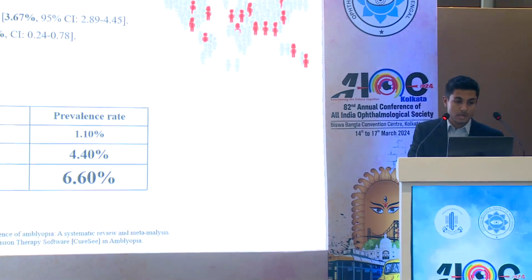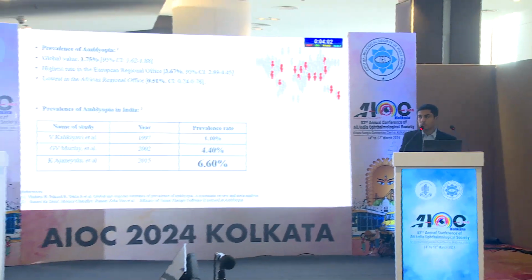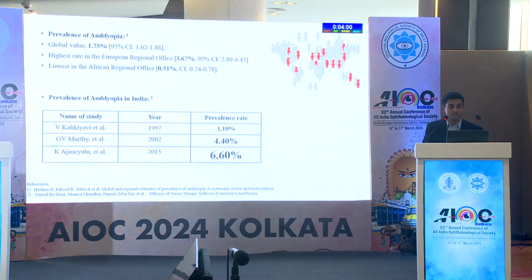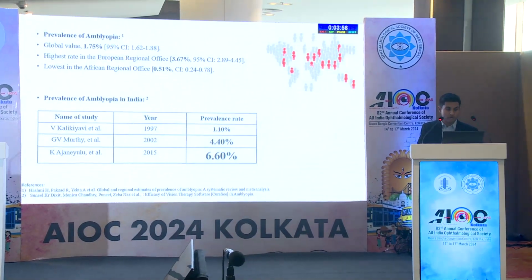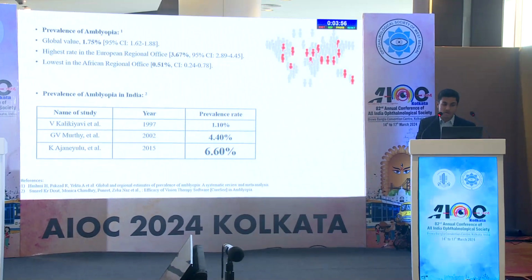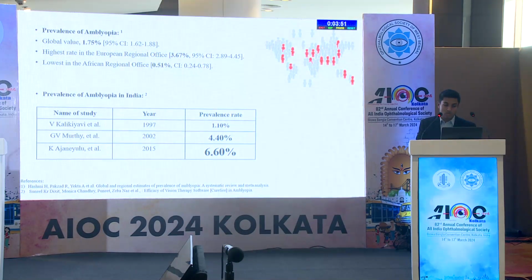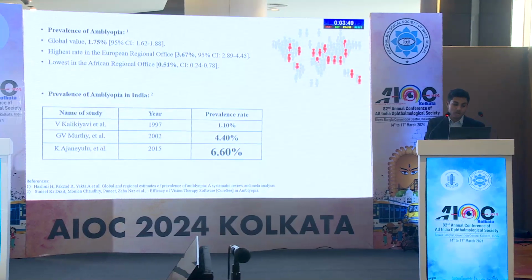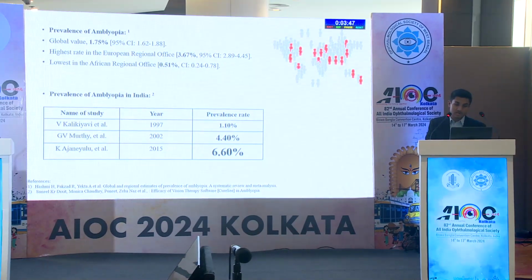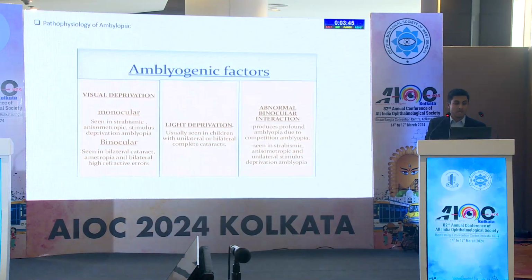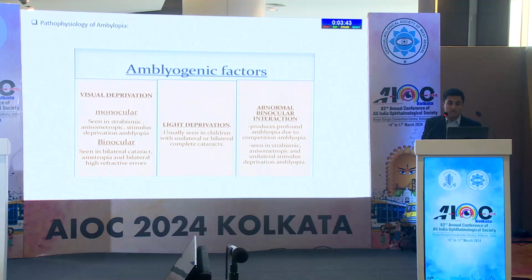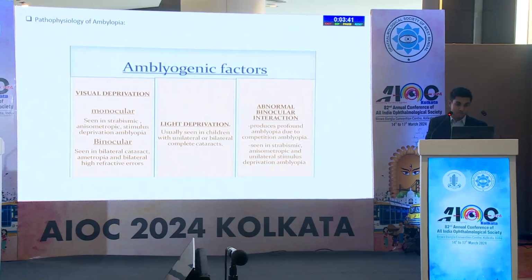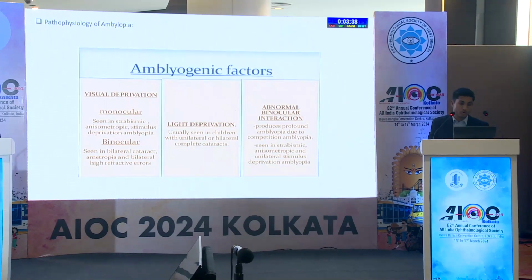What is the prevalence of amblyopia? The global value stands at 1.75%. The European region reports it at 3.67%. The African region reports it at 0.51%. The Indian prevalence in a 1997 study shows 1.10%, in a 2002 study 4.4%, and in a 2015 study 6.6%.